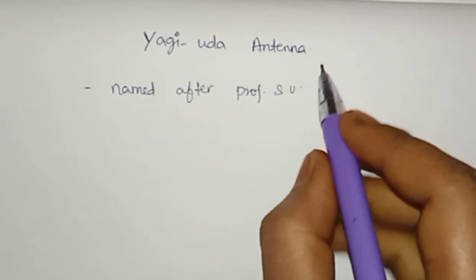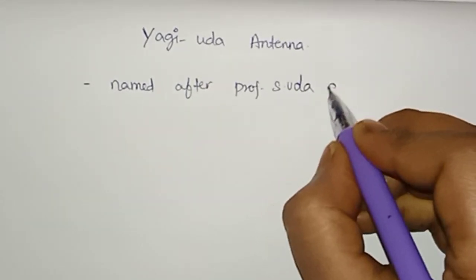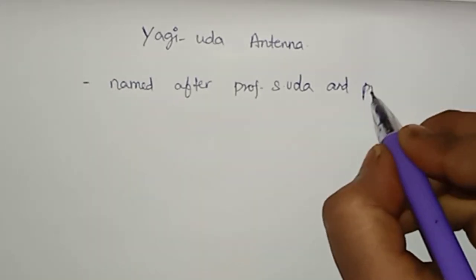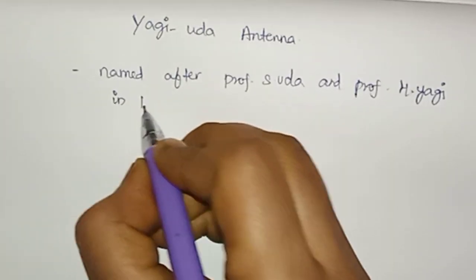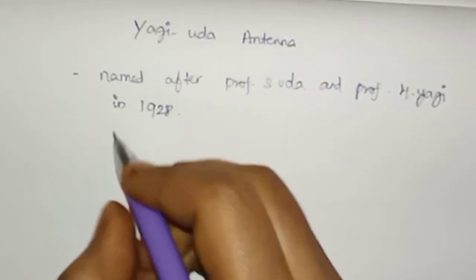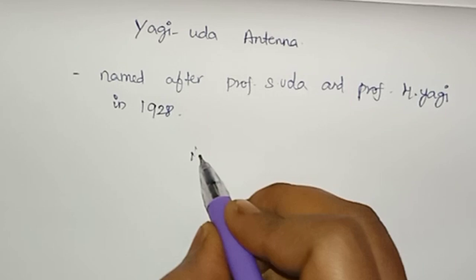It is named after Professor S. Uda and Professor H. Yagi in the year 1928. These people are the inventors of the Yagi antenna.